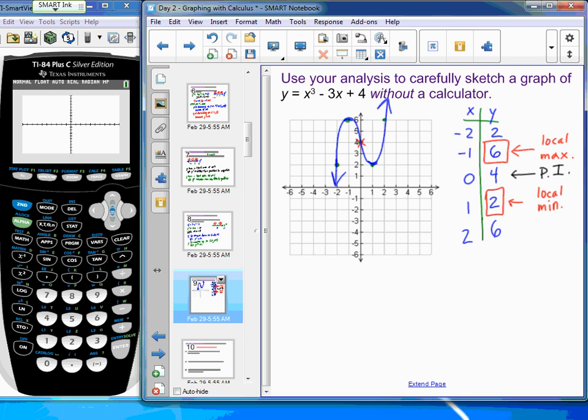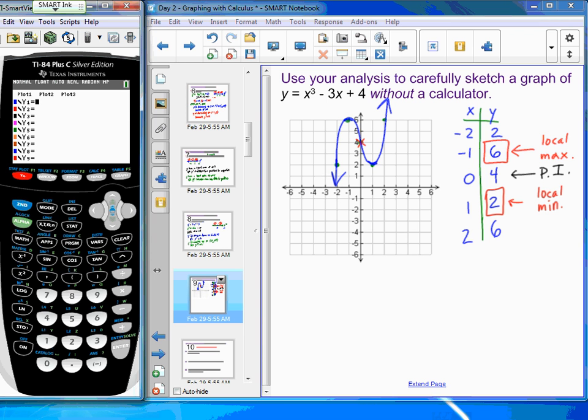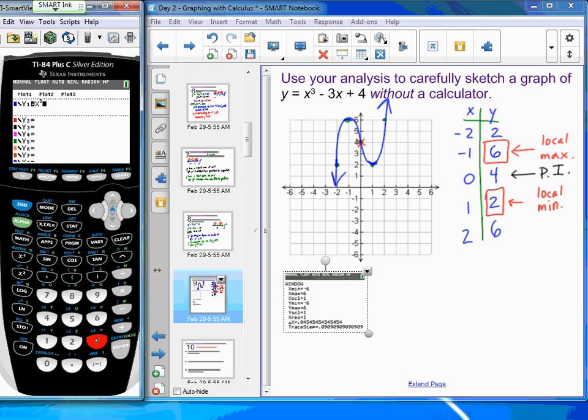The moment we've all been waiting for. Let's go ahead and change our window to the same so we can get an accurate picture. So we're going -6 to 6 for our x values, and it looks like -6 to 6 for our y values. I'll go ahead and enter my original function, x cubed minus 3x plus 4.